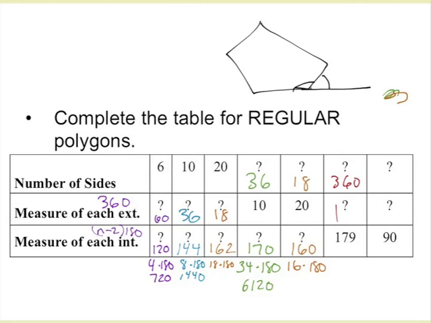If each inside is 90, how much is left for the outside? 90. Because an inside and an outside should make a straight line. How many 90s does it take to make up the 360 that we need? 4.